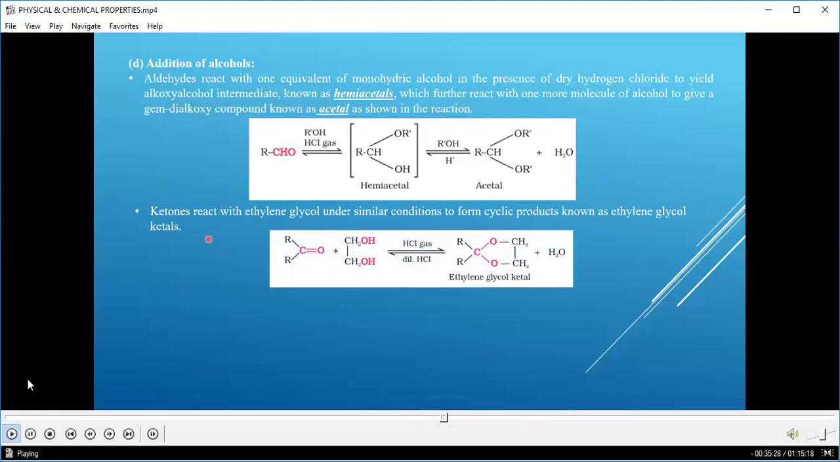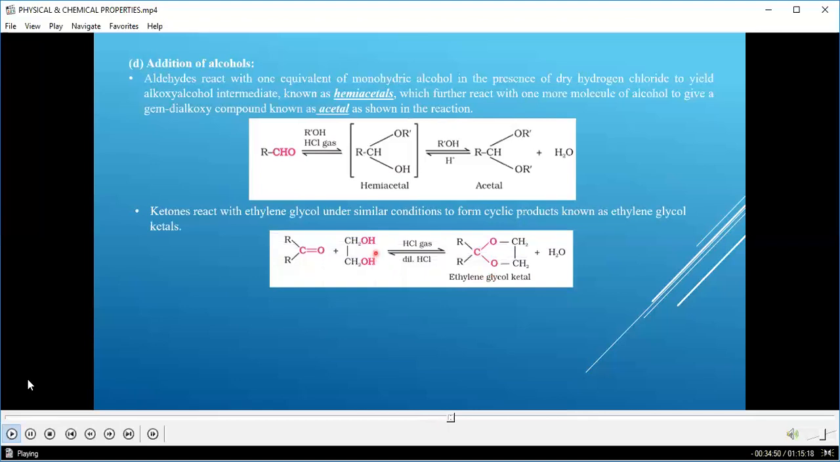Next, if we are talking about the ketones, where we have one more alkyl group than the aldehyde. Ketone reacts with ethylene glycol, undergoes similar conditions to form cyclic products known as ethylene glycol ketals. From aldehydes we obtain acetal, from ketones we will obtain ketal. So again same carbonyl group, this is your ethylene glycol, or we can also name it as ethane 1,2-diol because two hydroxyl groups are there.